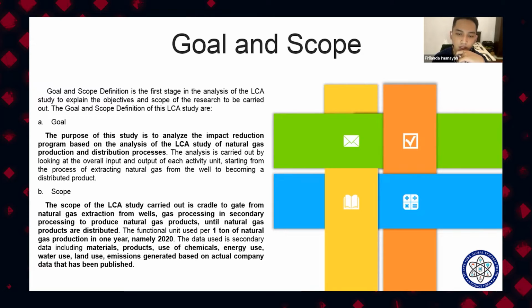2020. The data used is secondary data including materials, product, use of chemicals, energy use, water use, land use, and emissions generated, based on actual company data that has been published.